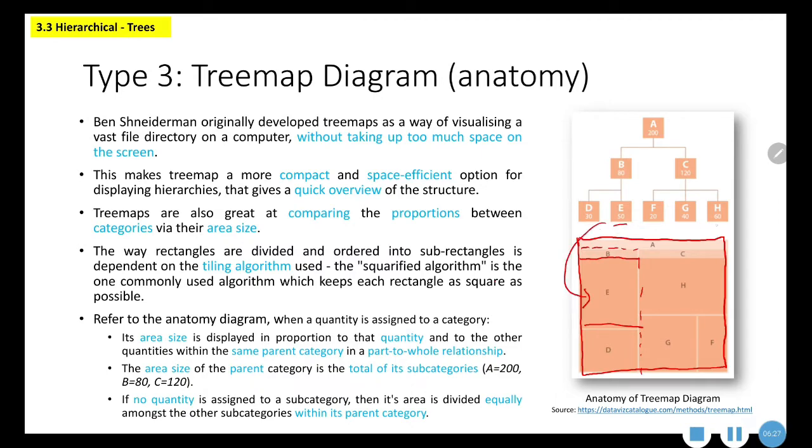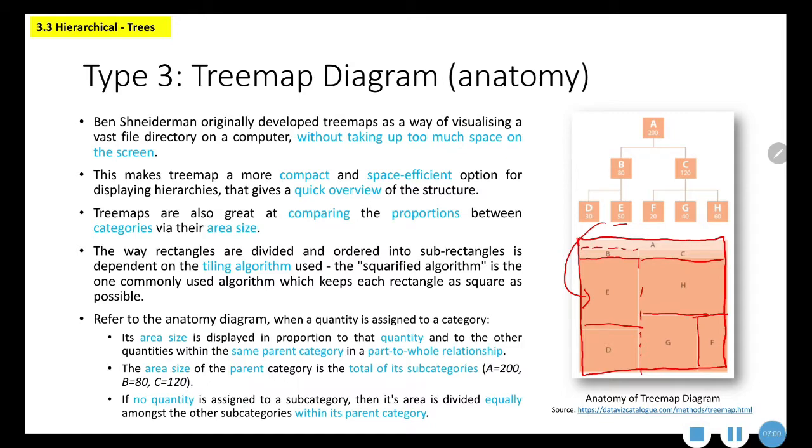And C has 3 children. So within that 120 units of space area, it has to be divided by 3, 3 squares or 3 rectangles. The smallest one is F with only 20 units, and then H is the biggest one, the largest one with 60 units. And then G is 40 units.